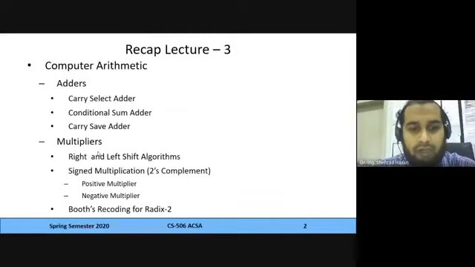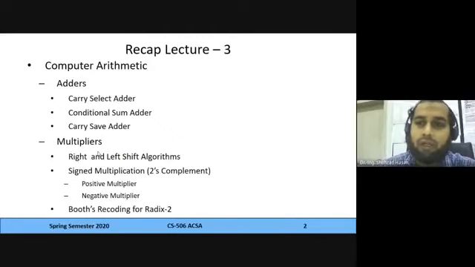So we looked at Booth's algorithm, but Booth's algorithm for radix 2 is not so feasible. Today we are going to talk about higher radices, higher bases. Radix is basically a base. Base 2 is not very feasible for Booth's algorithm, so we are going to talk about how to improve that and make it a little faster.